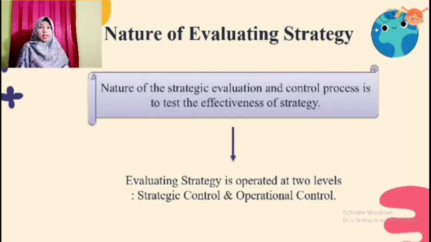Nature of evaluating strategies. The nature of the strategic evaluation and control process is to test the effectiveness of strategy. Evaluating strategy operates at two levels, which are strategic control and operational control. At the strategic level, we are concerned more about the consistency of strategy, with effort given towards assessing how well the organization is pursuing a given strategy.